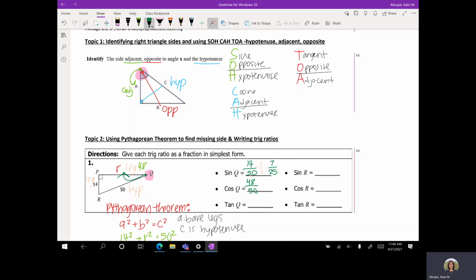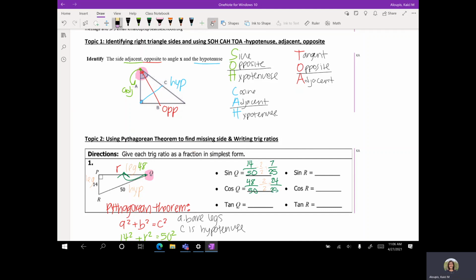Again, we need to reduce our fraction in simplest form, and I know that this can be reduced at least by 2 because they're even numbers. So 48 divided by 2, that's 24. So I'm going to write 24 up here. And 50 divided by 2 is 25. And that's its simplest terms.